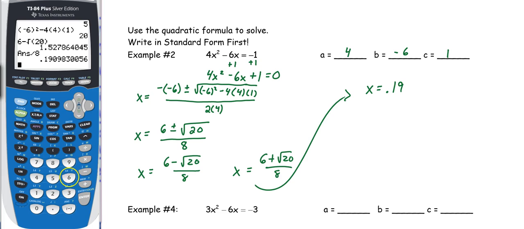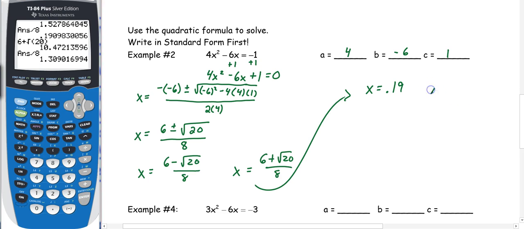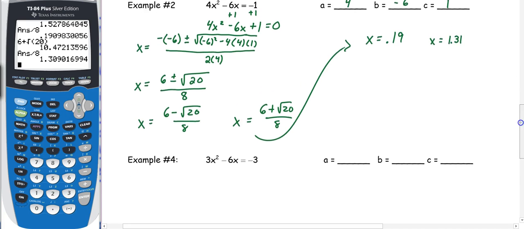And do the same thing again, 6 plus the square root of 20, and then divided by 8. And we get x equals 1.31. So notice, anytime that you have a positive number underneath the square root, you're going to get two solutions for your x. So let's look at another example.